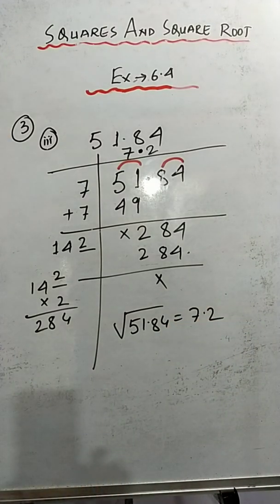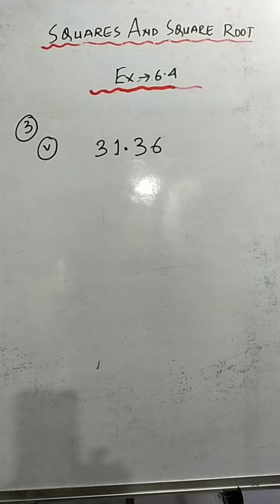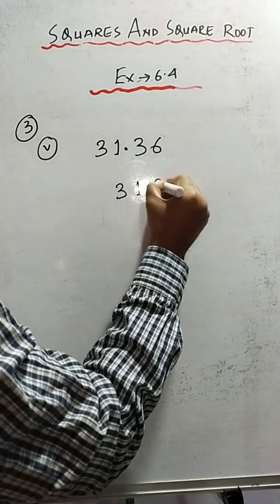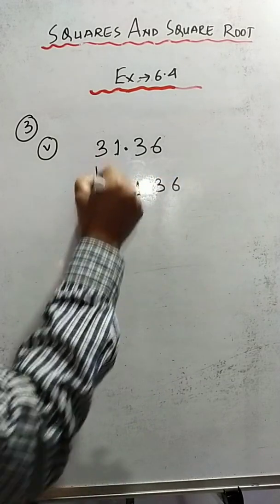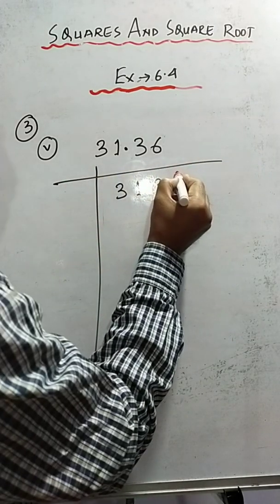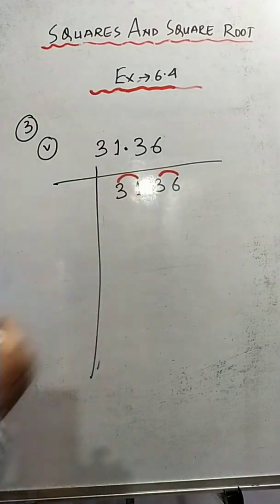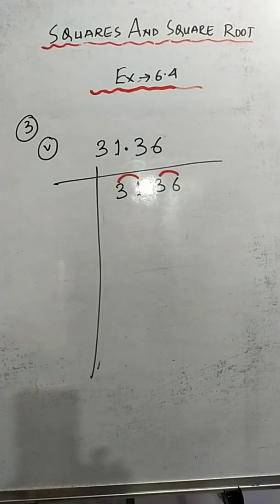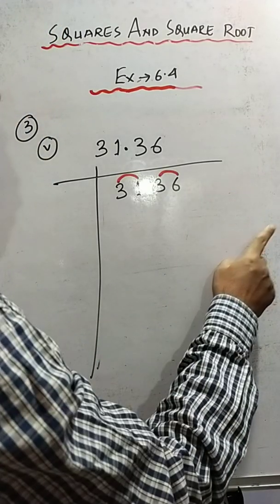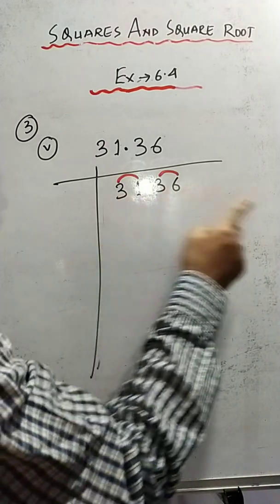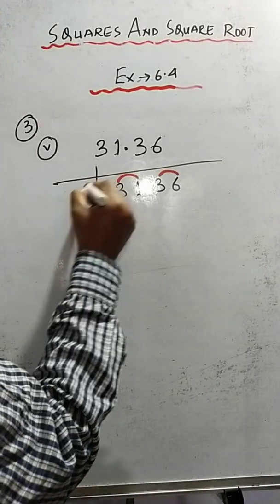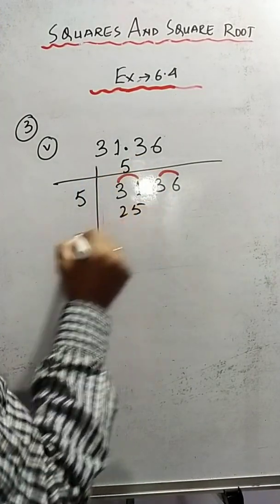Fine. So now let's do the last sum, that is sum number 5. Sum number 5, we have 31.36. So the first thing we'll do is write the number like this, 31.36. Fine. So we'll draw the line, and then the second part is what? We have to do the pairing from the extreme right side of the number. So these are the pairs. Now we'll see which is the closest number to 31 we can write by using the table. That is 5 5s are 25, 6 6s are 36, and 36 is greater than 31. So we'll use the preceding one, that is 5. 5 5s are 25.